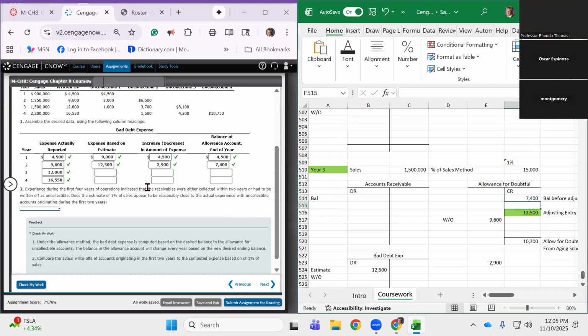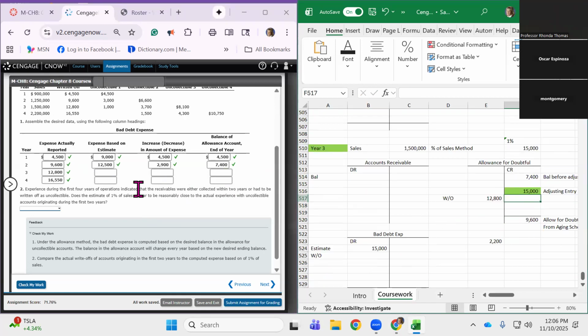And they're writing off this time in year 3 $12,800. So when we make this adjustment, it's going to be whatever this percentage turns out to be. 15,000. So based on the estimate, 15,000, what's the difference between 12,800 and 15,000? It's $2,200. And the new balance in the account now is $9,600.